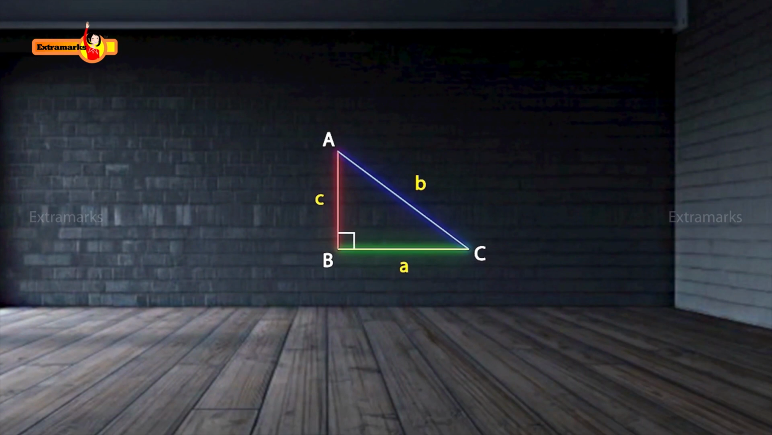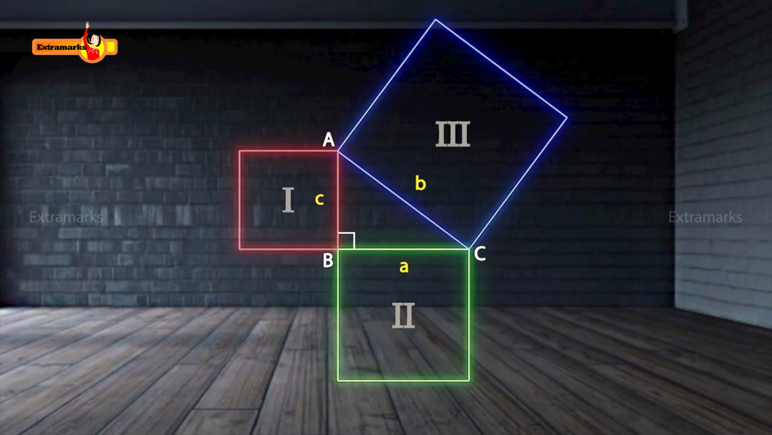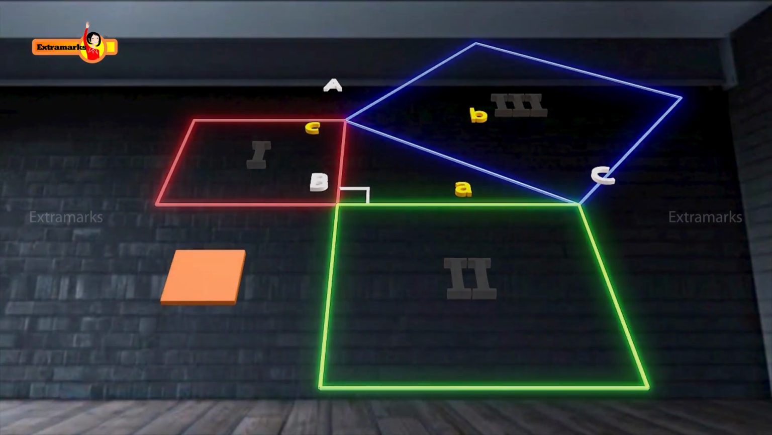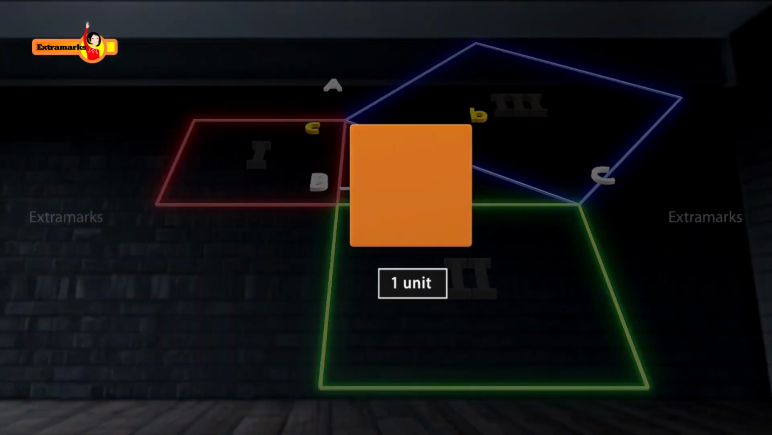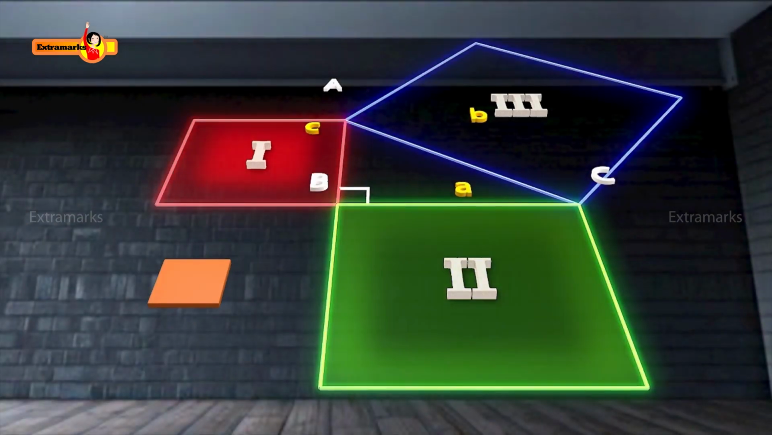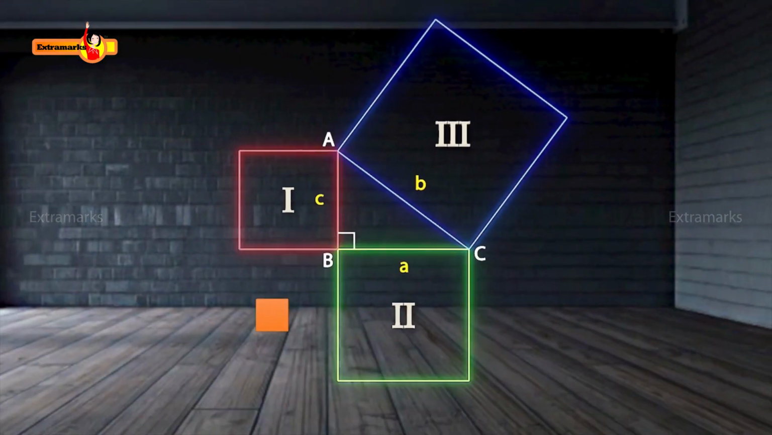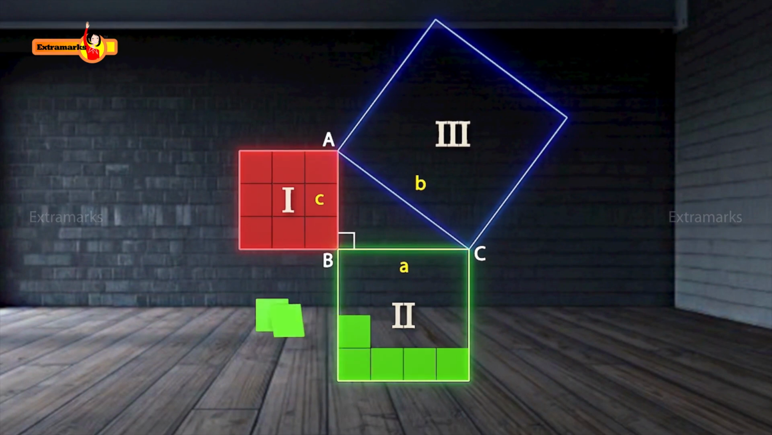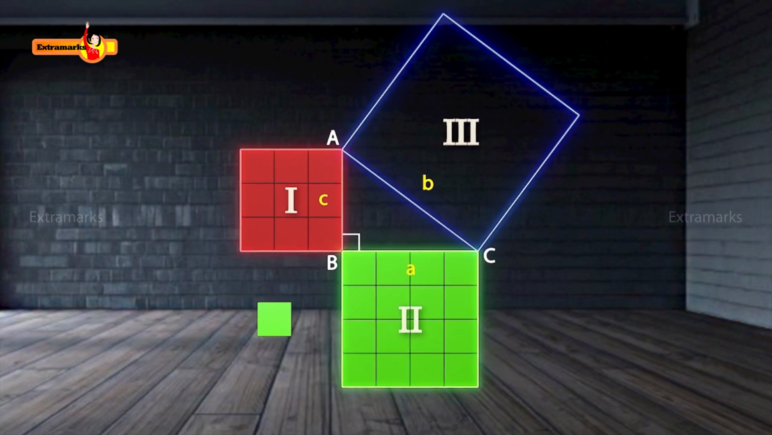Construct 3 squares on the sides of the triangle ABC as shown. Let us consider a square-shaped tile of side 1 unit and place such tiles in square 1 and 2. Here we see that 9 tiles cover exactly the space of square 1 on side AB and 16 tiles cover exactly the space of square 2 on side BC.